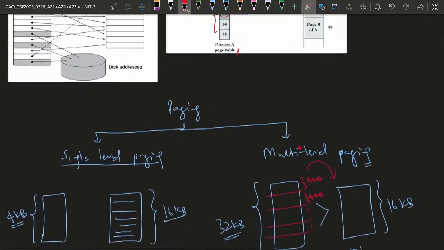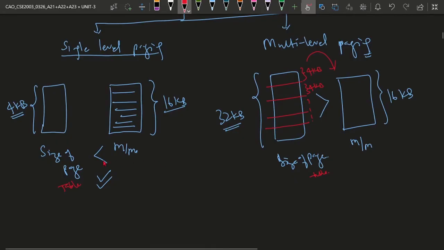So we were talking about how, if the size of the page table is less than the main memory size, then it will be single level paging, which we will be studying. Next, if the size of the page table is large, then we will be converting it into different pages. So this page table is converted into different pages: page 0, page 1, page 2, and so on.